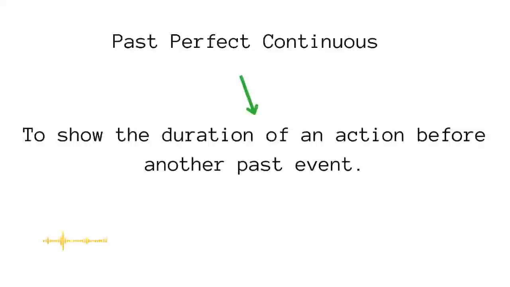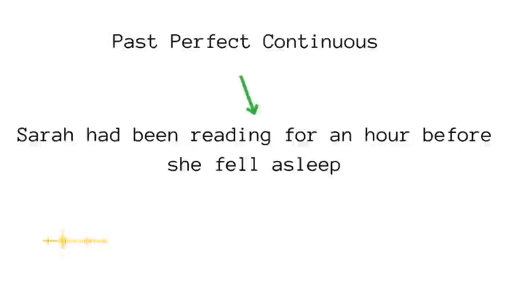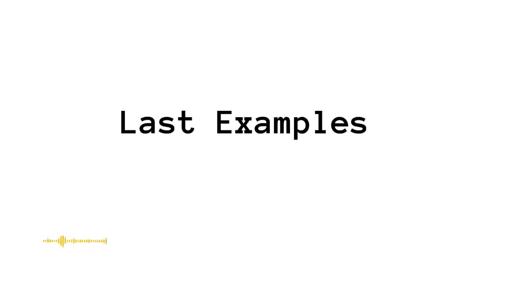Now let's have a look at this example to understand the idea much better. Sarah had been reading for an hour before she fell asleep. So where is the past perfect continuous? Had been reading. Had been plus ing. And where is the duration of the action? An hour. An hour before she fell asleep. So before she fell asleep, this is the second action. Alright? So this is how you can use the past perfect continuous in sentences.